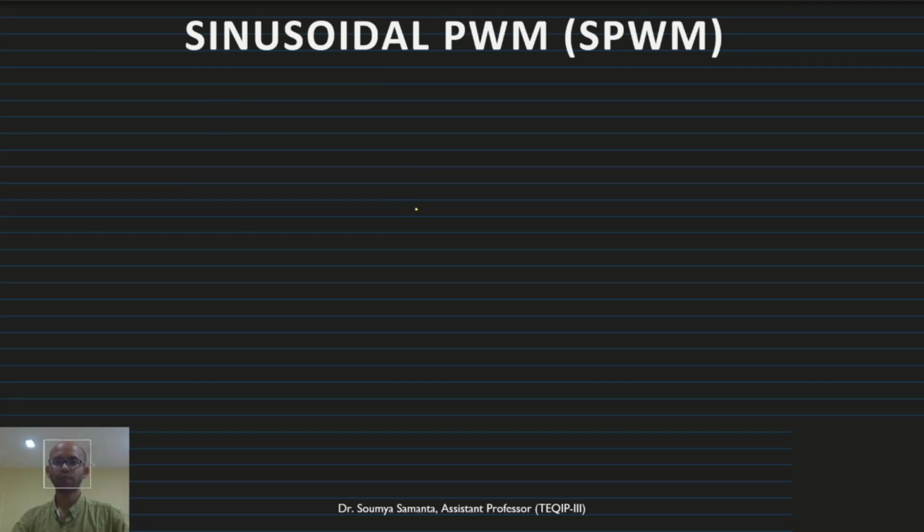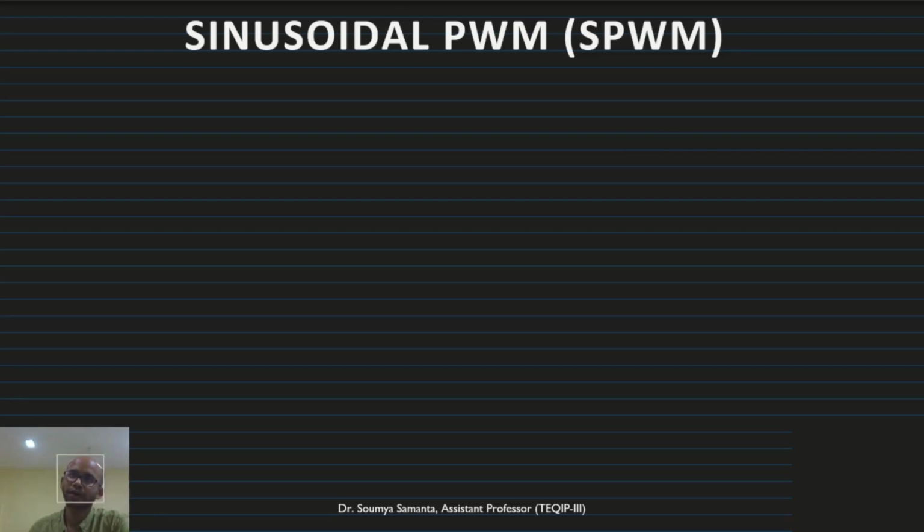Before understanding sinusoidal pulse modulation, first of all we have to understand how we generate this PWM, the pulse width modulation. How do we generate these pulses? The pulses are generated by using a comparator. Basically, in one input of the comparator I give a reference input, and in another input I give the carrier signal. By comparison of these we can generate the pulses.